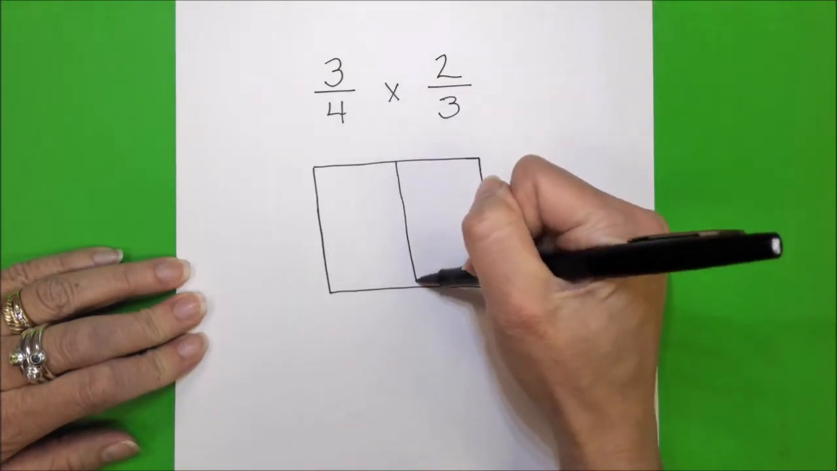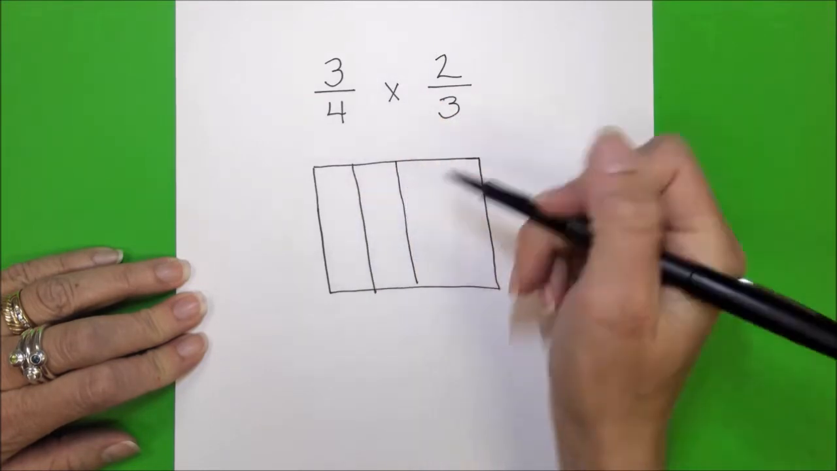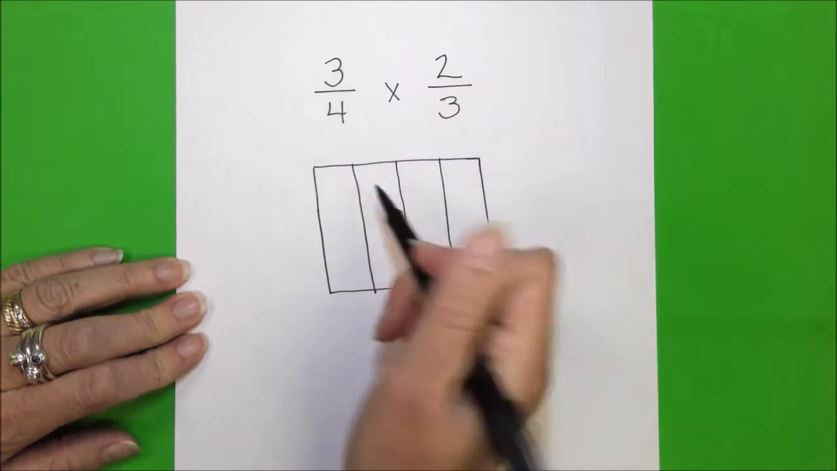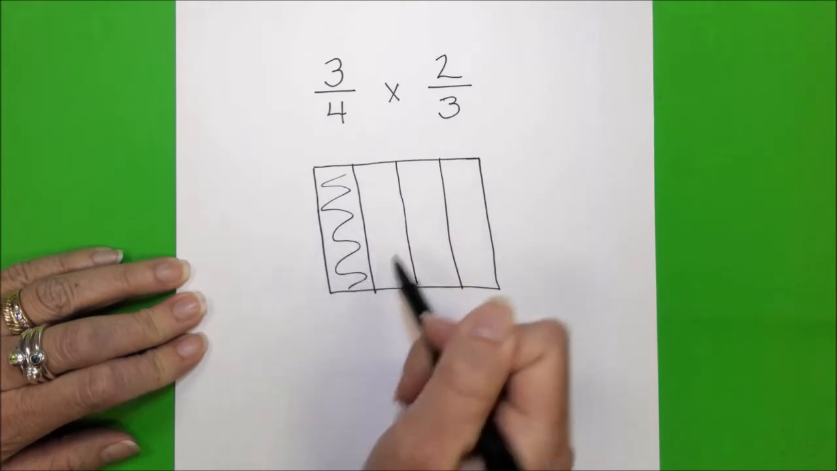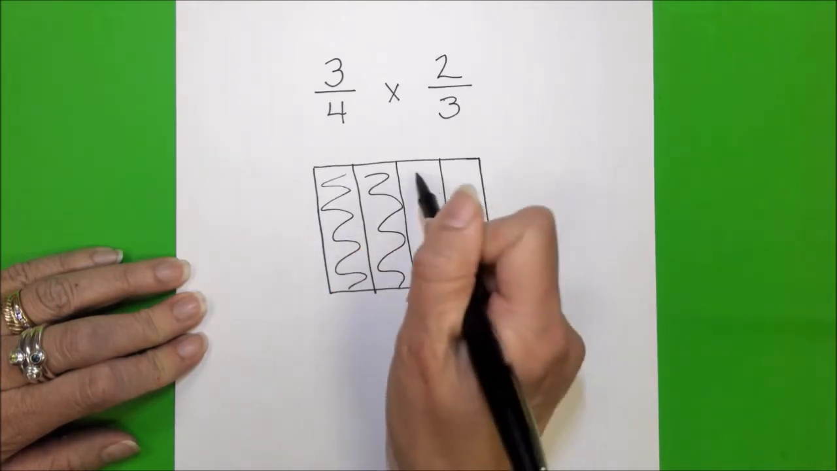The denominator tells me how many pieces to divide my rectangle into. So I'm dividing it into fourths. And now my numerator tells me I want 3 of those pieces shaded.